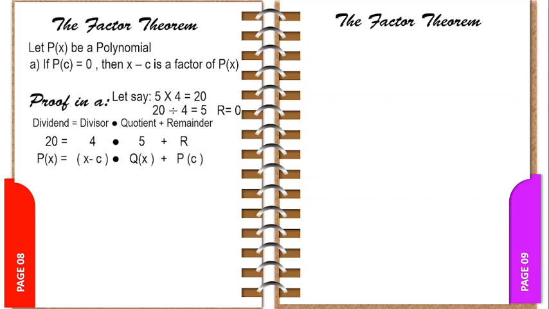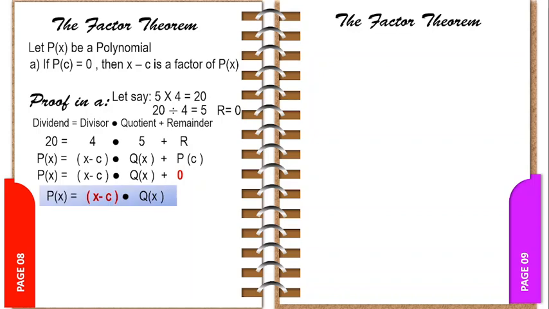If we're going to let p of x as our dividend, x minus c as the divisor, q of x as the quotient, and p of c as the remainder. Replacing p of c as 0. Why 0? Because according to the given statement, p of c is 0. Therefore, p of x is equal to x minus c times q of x.